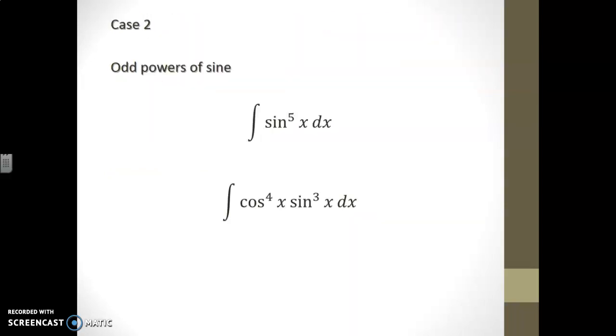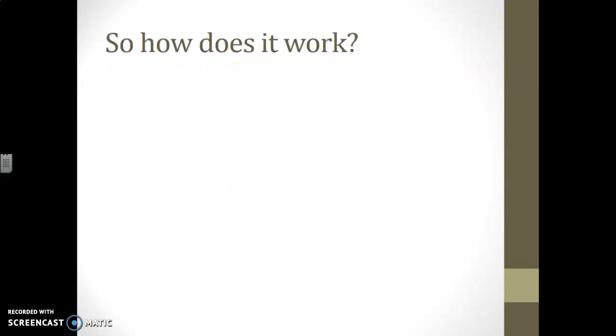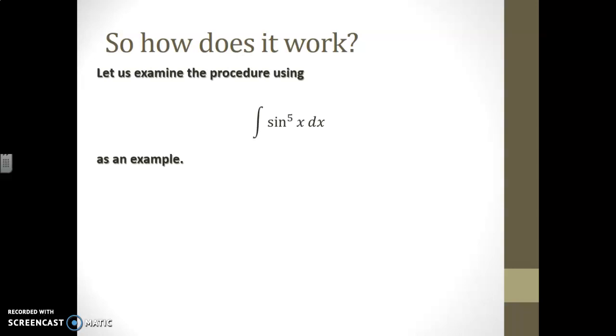Odd powers of sine can be recognized with a sine function that is either alone or accompanied by a cosine, and the sine function has an odd degree. So how does this work? Well, we're going to use sine to the power 5 of x as a guiding example.